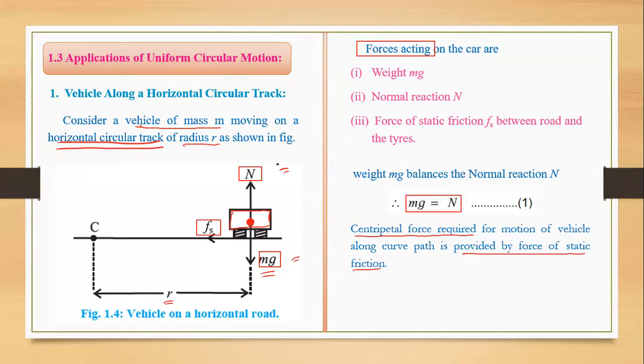We already learned an example on a horizontal curve road. Centripetal force is provided by the force of friction. So we can write the equation here: centripetal force, mv square by r, is equal to the force of friction, Fs. So we get two equations. Equation 1 is mg is equal to N and equation 2 is mv square by r is equal to Fs.